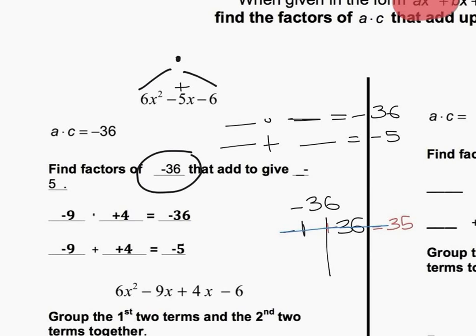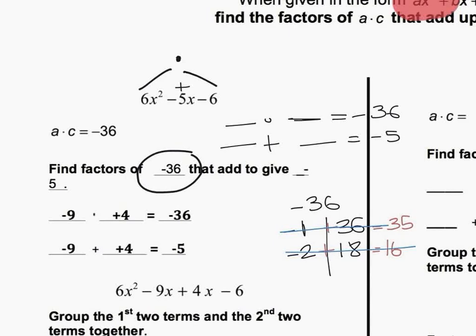Now another number is 2 times 18. 2 times 18 is 36, and I need one of them to be a negative. Now let's add negative 2 plus 18. That will give me 16, and I don't want that. I want negative 5. So let's move on.